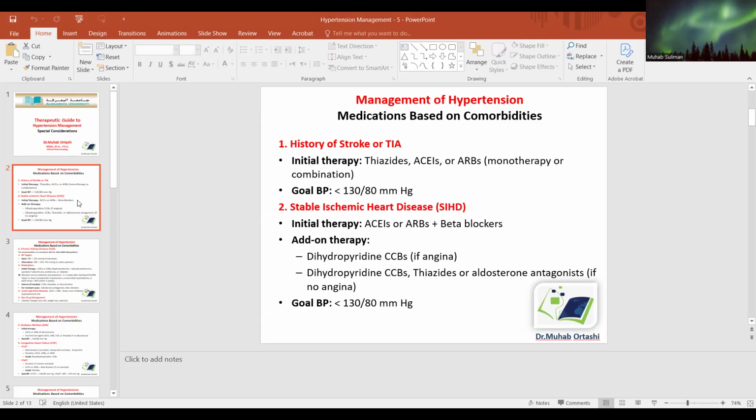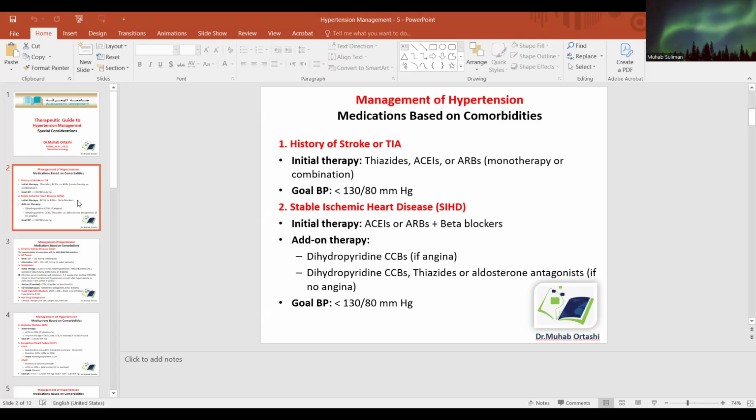And if the patient has stable ischemic heart disease, atherosclerotic heart disease, whether the patient develops angina or not, the initial therapy will be the most important here. We have to use the beta blockers and also the ACE inhibitors and/or ARBs. So we can use for the patient ACE inhibitors with a beta blocker or ARBs with a beta blocker.